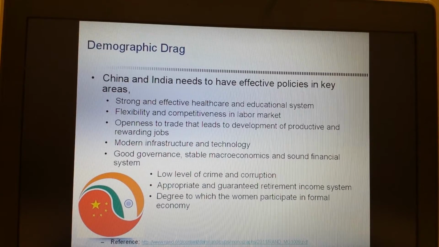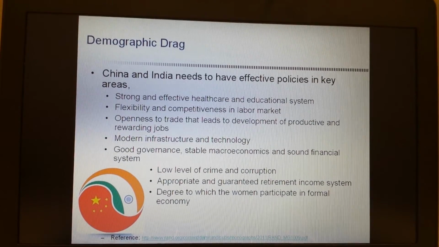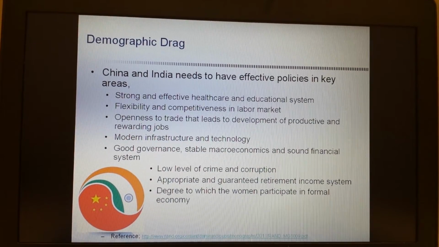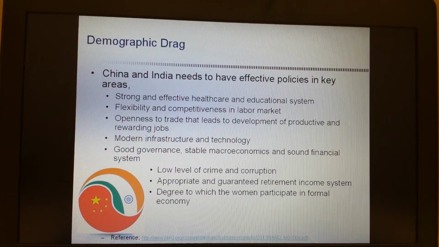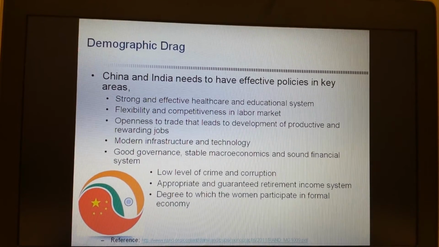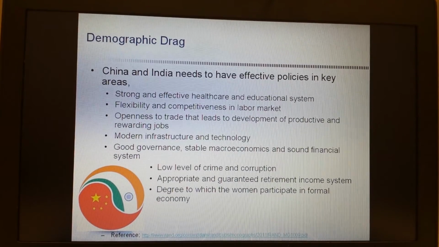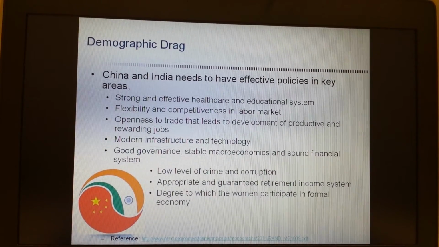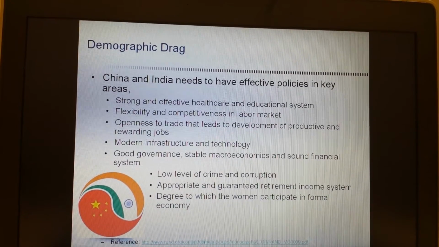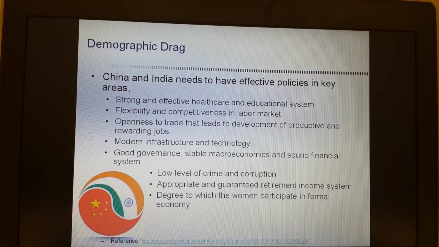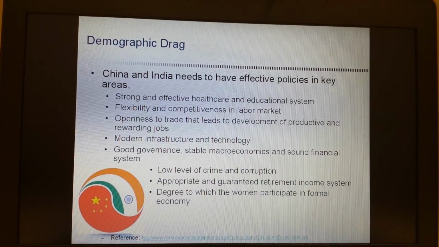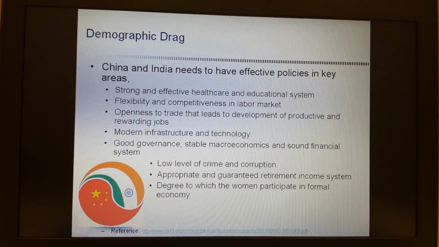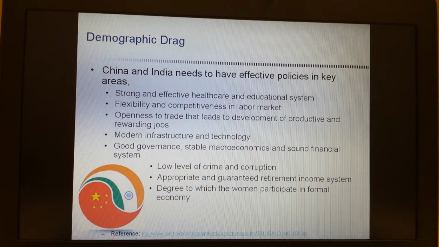China and India need to have effective policies in key areas. These include a strong and effective healthcare and education system, flexibility and competitiveness in the labor market, openness to trade that leads to development of productive and rewarding jobs, modern infrastructure and technology, good governance, stable macroeconomics and a sound financial system, low levels of crime and corruption, and the degree to which women participate in the formal economy.